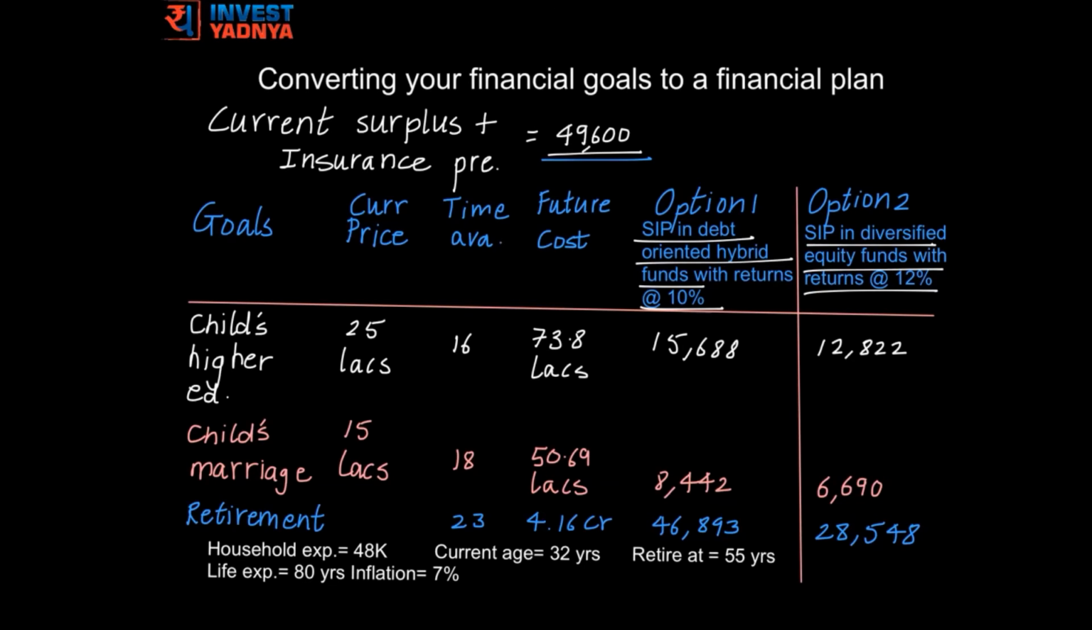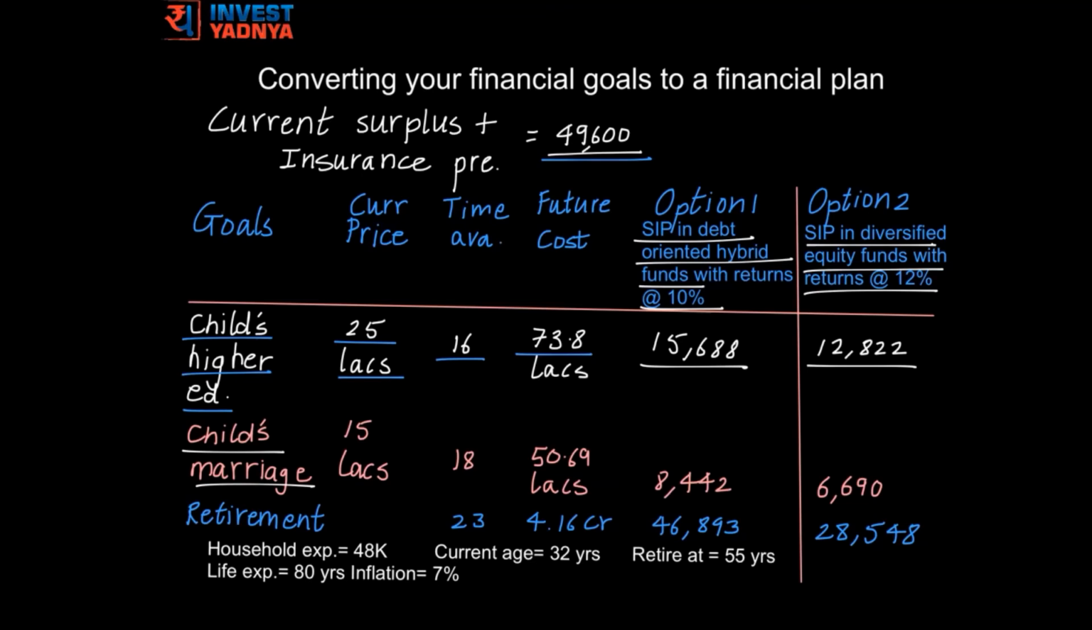The second goal that Parul and Puneet have is their child's higher education in the US. The current cost is 25 lakh rupees. Their child is 6 years old, so the time available is 16 years. The future cost works out to be 73.8 lakh rupees if inflation is assumed at 7%. Option 1 of SIP into debt-oriented hybrid funds which may give returns of about 10% works out to be 15,688 rupees. Option 2 of SIP into diversified equity mutual funds which may give returns of about 12% works out to be 12,822 rupees. The next goal is their child's marriage.